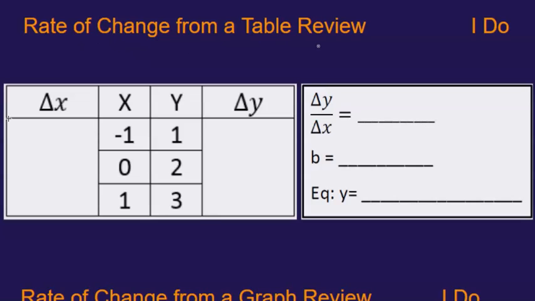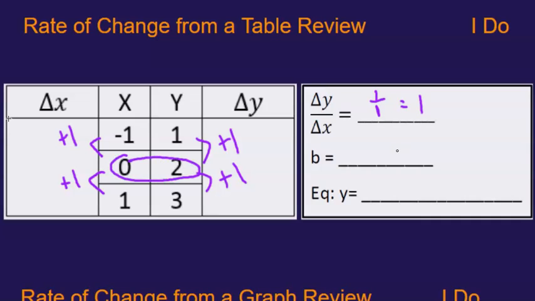Rate of change from a table review. So we'll find the change of x and the change of y. We also did this in 3A. -1 to 0, we add 1. 0 to 1, add 1. 1 to 2, add 1. 2 to 3, add 1. So your change of y over change of x is 1 over 1. That's just 1. Your b is going to be 2. So your equation is y equals 1x plus 2.